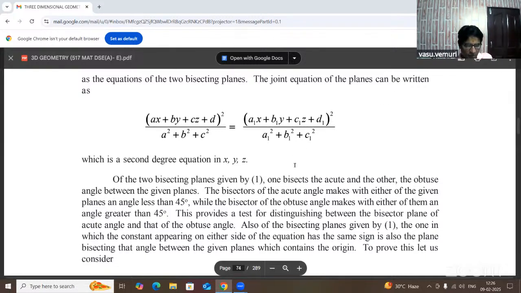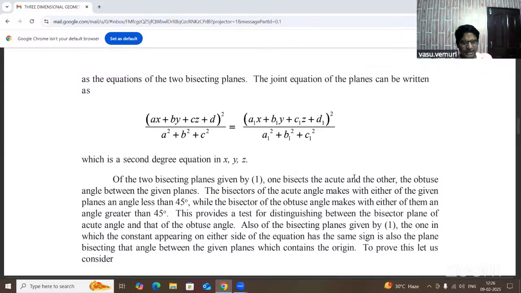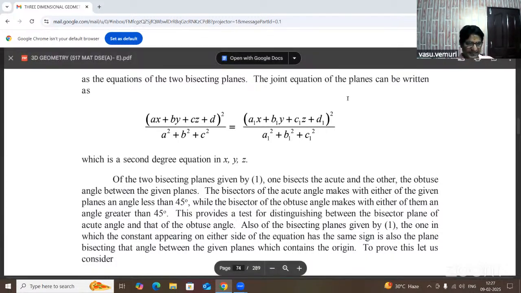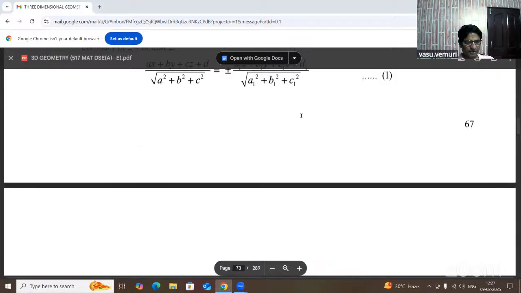Say this one bisects the acute angle and the other one bisects the obtuse angle between the given planes. So when we take the positive, we take the first plane and the first bisecting plane of the simplification, either the acute angle or the obtuse angle. Suppose one is obtuse and the second one is automatically acute. So the bisector planes are treated according to this.